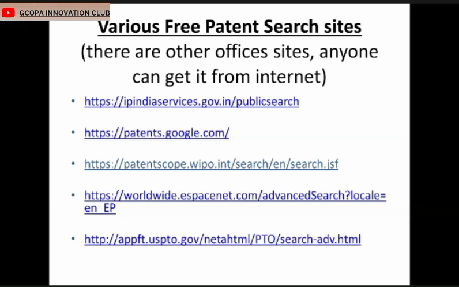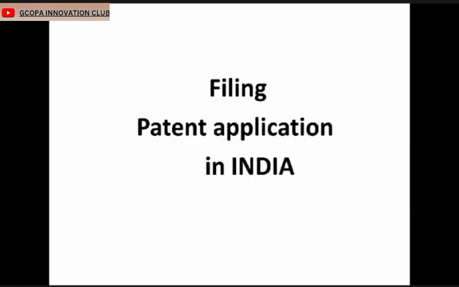There are different IP offices which provide their databases free of cost. Like we have Espacenet provided by the European Patent Office, the United States Patent and Trademark Office, the Japanese Patent Office, and other IP offices which provide their databases easily. You can have access to the same through the internet.